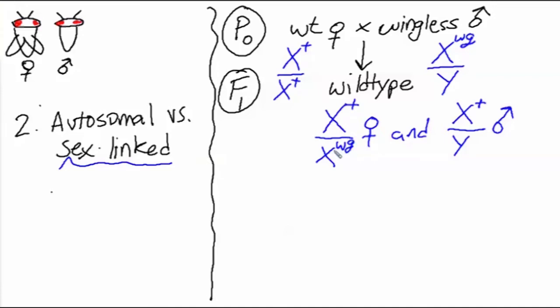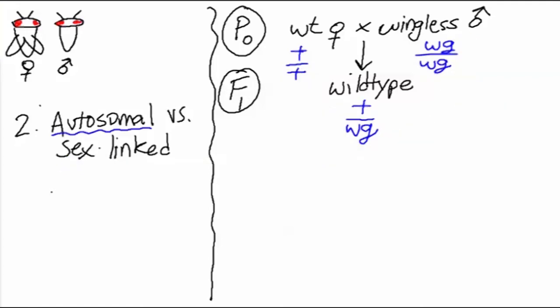So from this first cross, we cannot determine whether this trait is sex-linked, as in this scenario, or autosomal in this scenario. The data is consistent with both of these, so we need to do another cross. And this cross will involve mating F1 siblings with each other. So in the autosomal scenario, we'll mate a female, which is heterozygote plus over wingless, to a male, which is also heterozygote plus over wingless. And now we're going to look at what the F2 progeny will be from this cross.